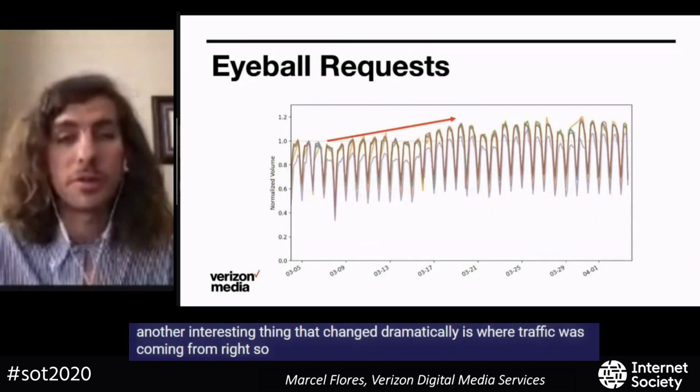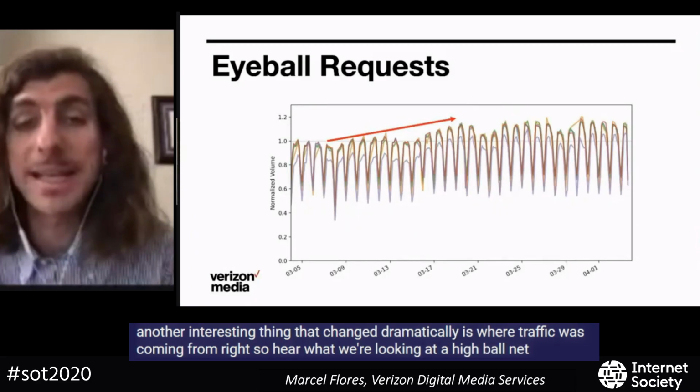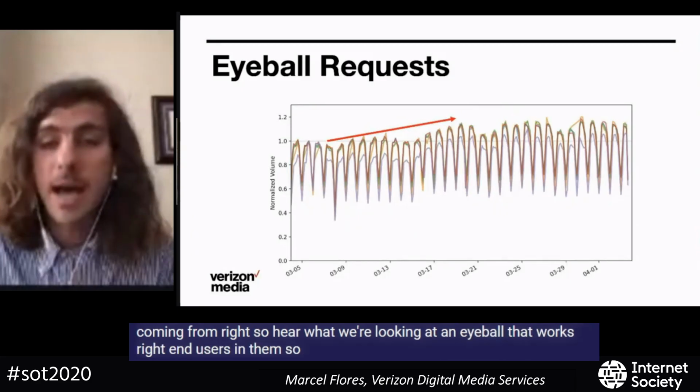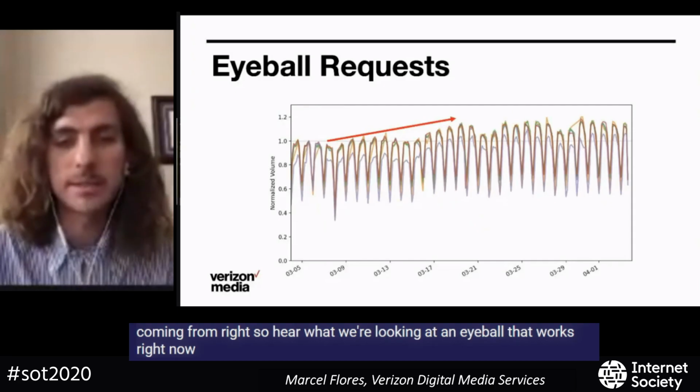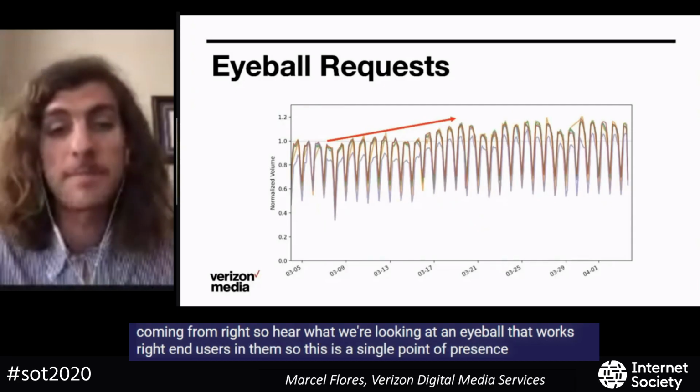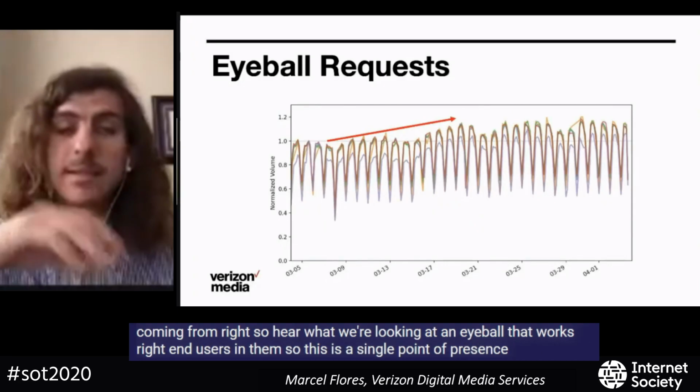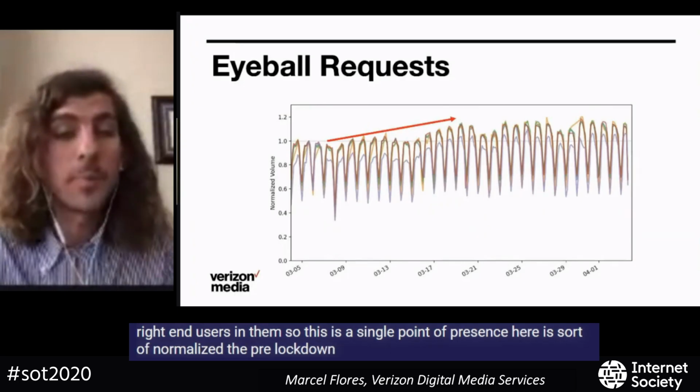So here what we're looking at are what we call eyeball networks, right? Networks that have end users in them. So this is a handful of eyeballs at a single point of presence, right? Each line is a different ISP. And the y-axis here is normalized to the pre-lockdown maximum.